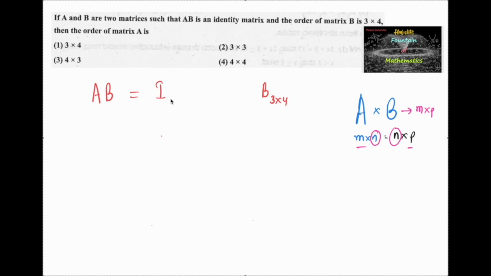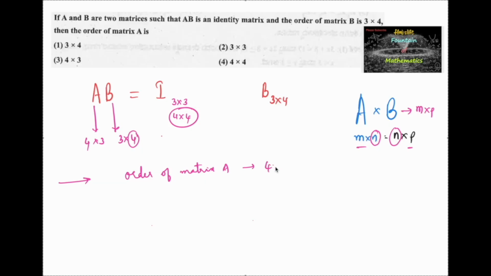And here the identity matrix must be a square matrix, so either it should be a 3 by 3 matrix or a 4 by 4 matrix, and according to the condition, the order of the matrix B is 3 by 4. So matrix A must have 3 columns, and because B has 4 columns, A should have 4 rows to make it a square matrix. So therefore we can say the order of matrix A must be 4 by 3. So option 3.